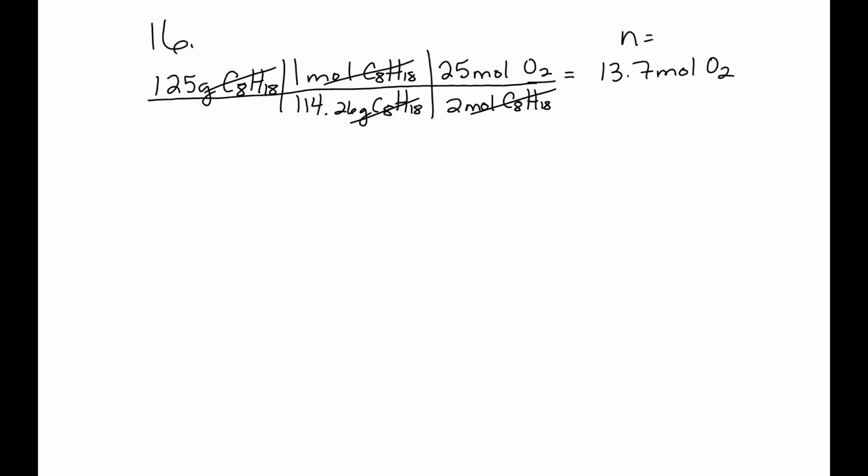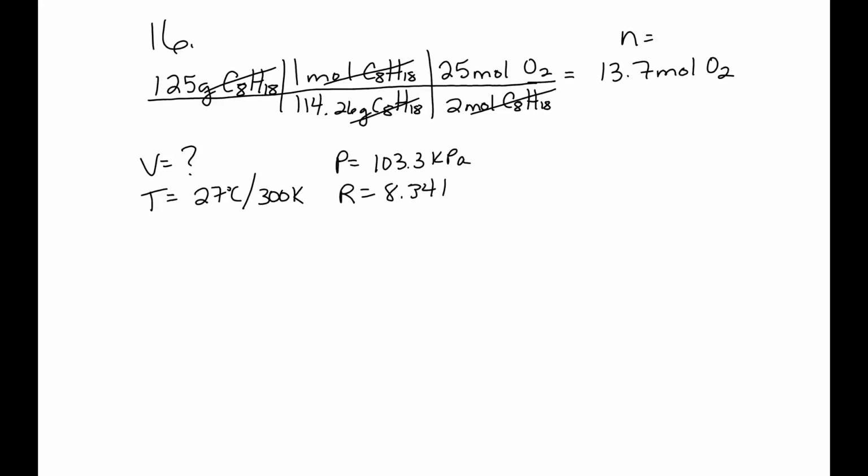Now this is N equals. So we're looking for volume. So we have a T equals, now the T is 27 degrees Celsius, or 300 K. We have a P, our P is 103.3 kPa, which means our R value is 8.341. So I think we have everything.